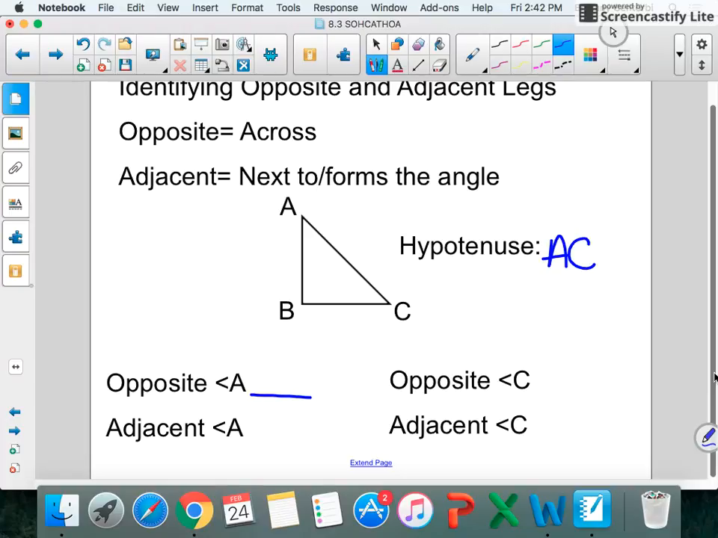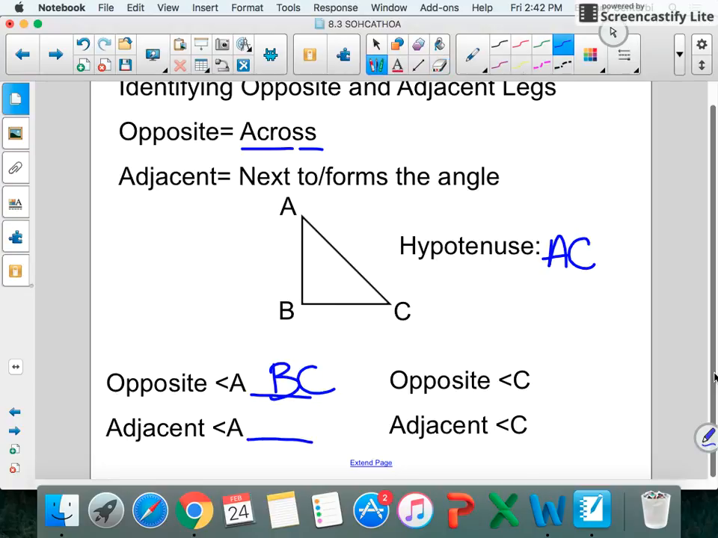So what we're first going to do is find the opposite of angle A. I'm going to put my pointer on angle A. Opposite means across. So if I start here and I go across from angle A, I run into this side here. Well, that is side BC. So the opposite side is BC. And yes, it's two letters because it's a leg, so it has two letters on it.